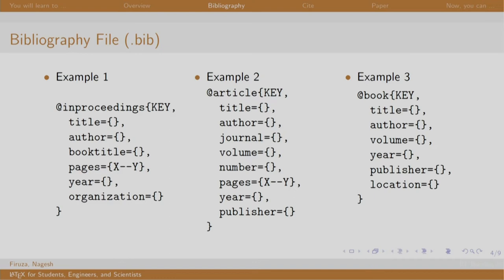So, what goes in the bib file are the citations. Some examples are inproceedings, article and book. Consider that you want to cite an article, you would write @article, then in the curly brace followed by the key which you will use to cite in the document, then mention the details like title, author, journal, etc. Book, on the other hand, will have a different set of details.